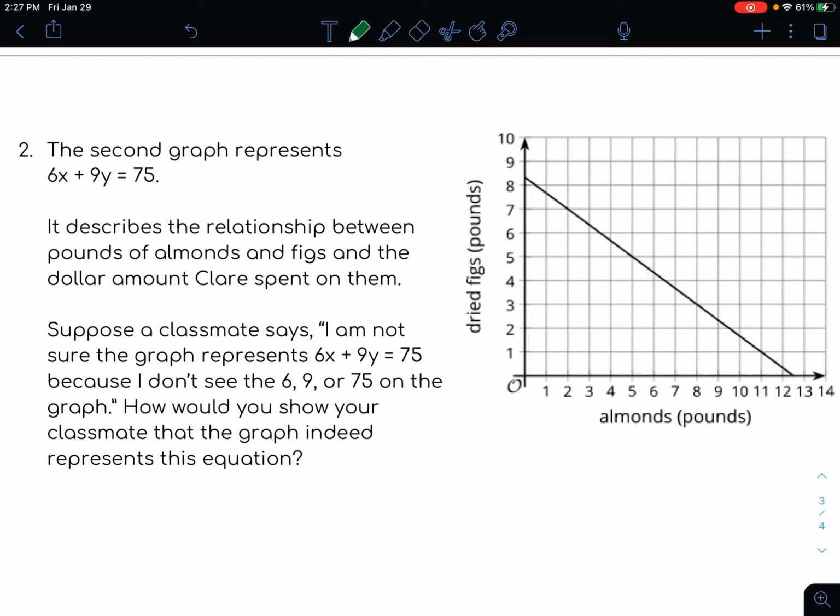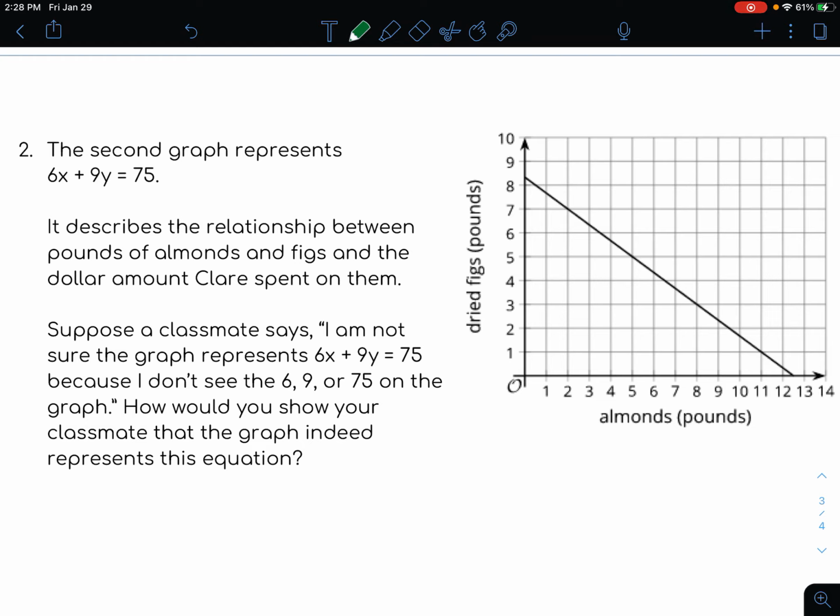All right. This next question really is going to summarize some of the strategies that we've had through the last couple sections, and we'll talk about that in a minute here. Let's go ahead and read the problem. The second graph represents 6x plus 9y equals 75. It describes the relationship between the pounds of almonds and pounds of figs and the dollar amount that Claire spent on them. Recall we had talked about this situation a few sections back from here.